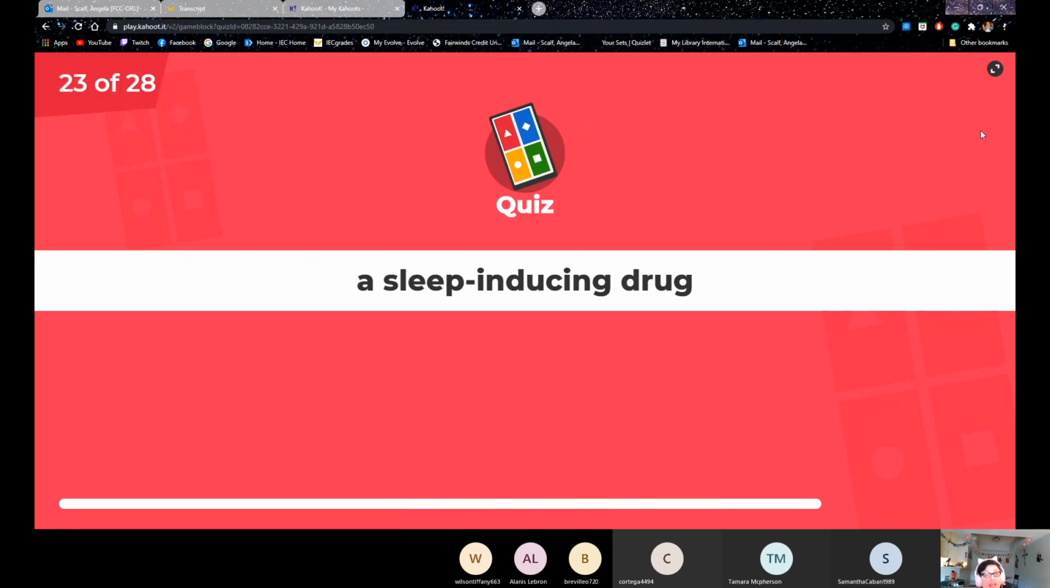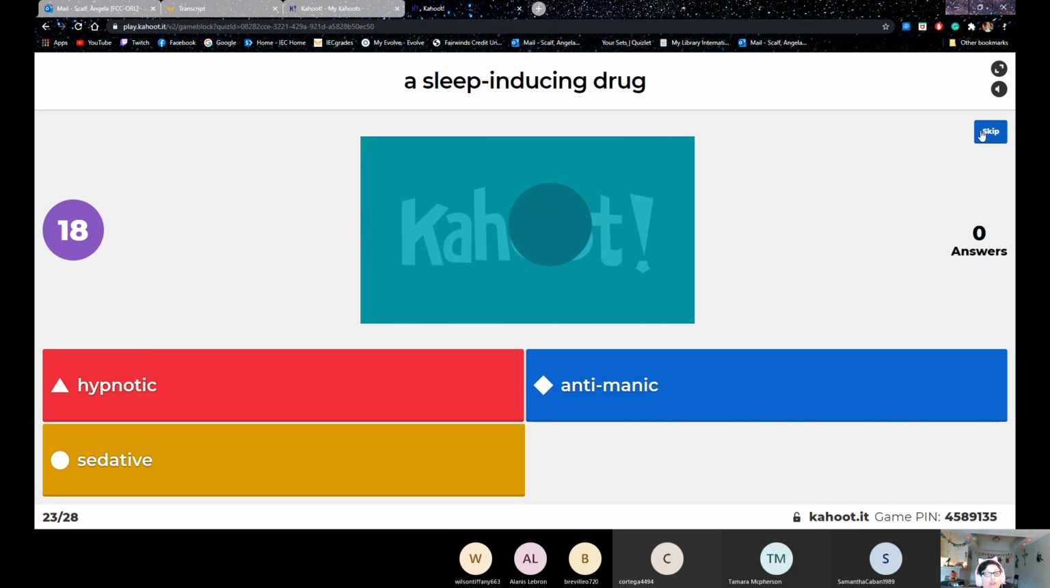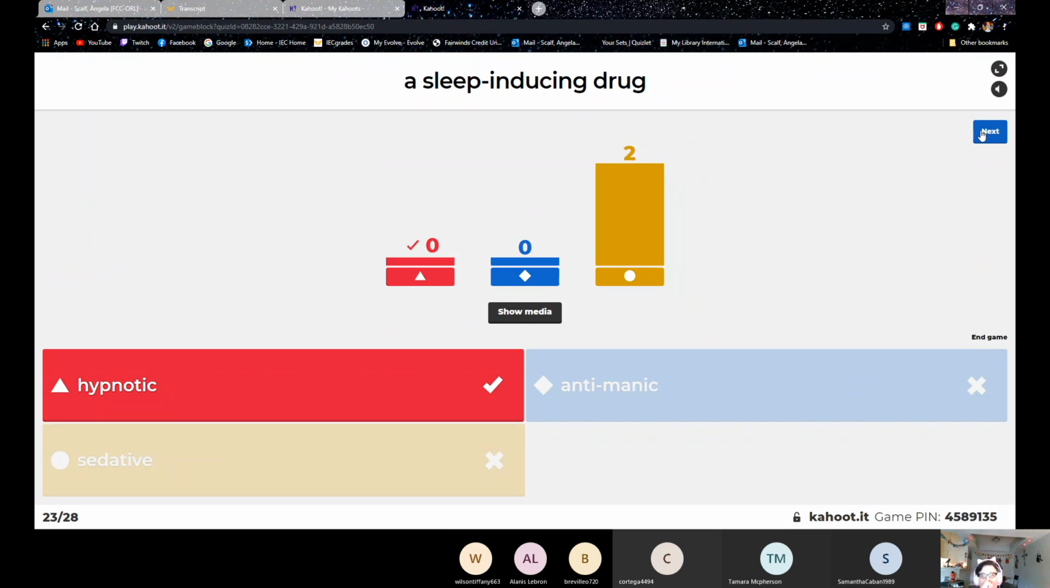A sleep-inducing drug. A hypnotic. A hypnotic produces sleep. That's what I feel like I'm under all the time. Hypnotic. And a good one is Ambien. Ambien produces sleep.